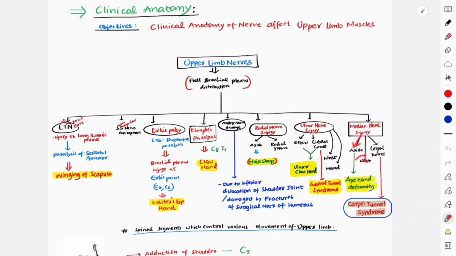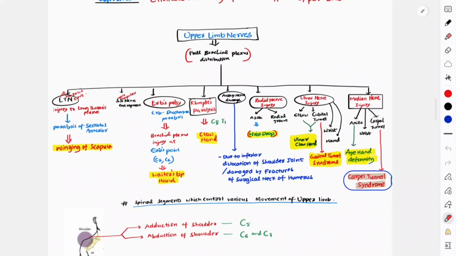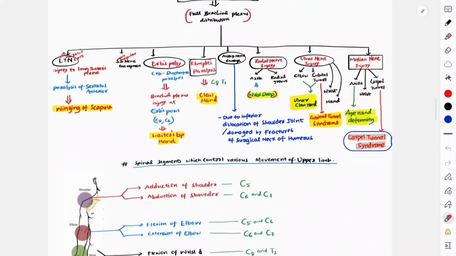If the injury is at the axilla, it causes ape hand deformity. At the wrist, it can also be injured. And if the median nerve is injured at the carpal tunnel, it causes carpal tunnel syndrome. This is very important for first year students, because there can be a SAQ on this. Carpal tunnel syndrome. What is carpal tunnel syndrome? So as an overview, we have discussed the clinical anatomy of the upper limb nerves, that is, brachial plexus nerve injury can cause what type of paralysis.